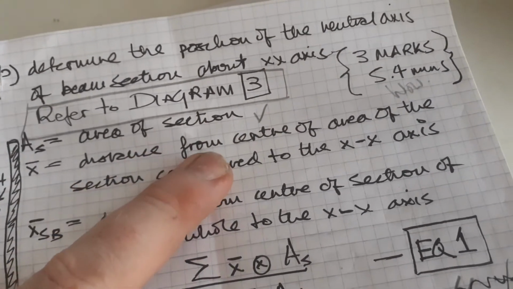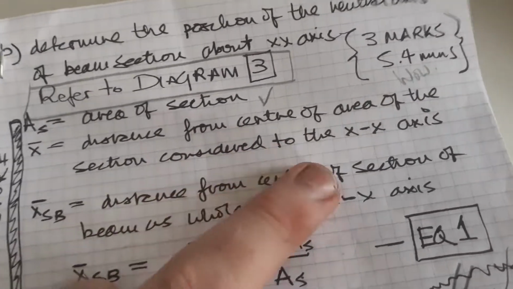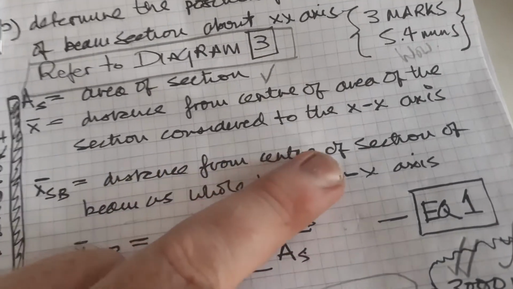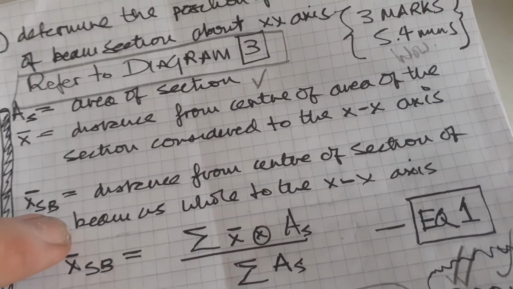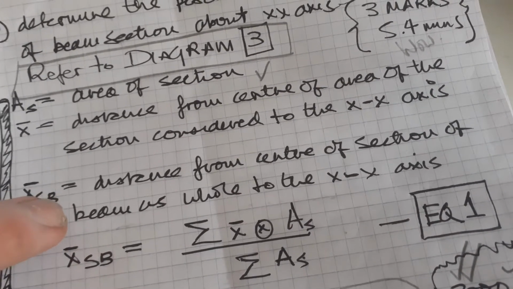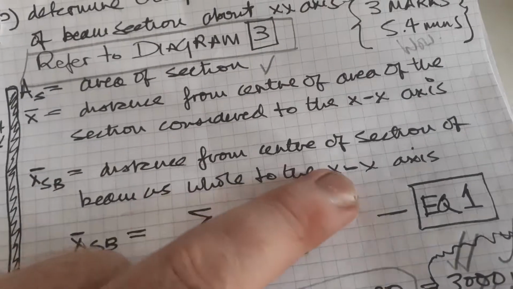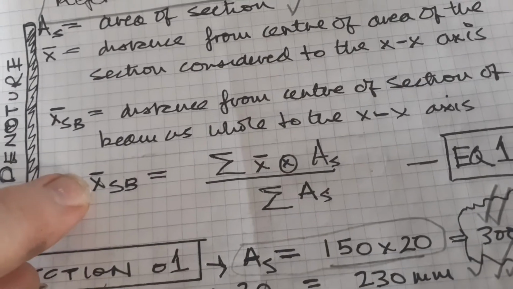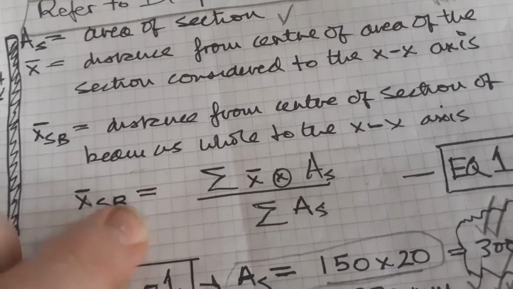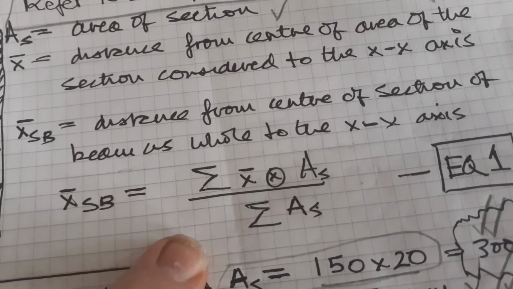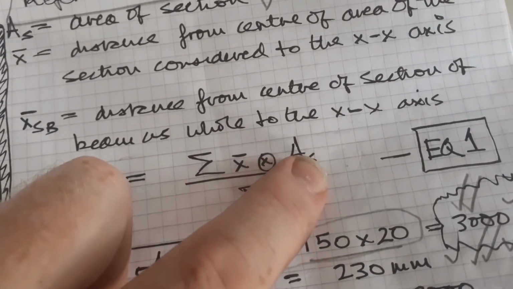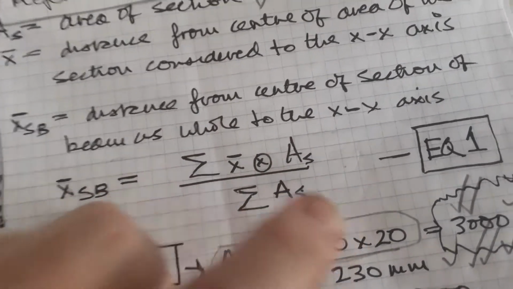X bar, we call that the distance from the center of the area of the section considered to the x-axis, and X bar SB, I've said the distance from the center of the rectangle as a whole to the x-axis. The distance to the neutral axis is X bar SB. That equals the sum of X bar times AS divided by the sum of AS. That's the equation that you need to know.